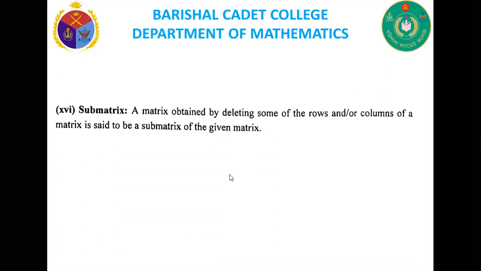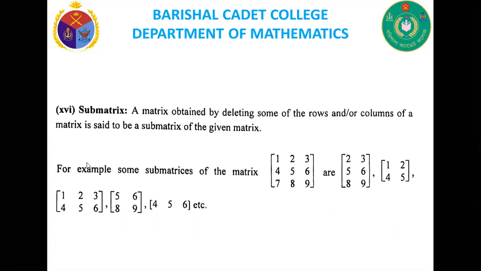Now, submatrix. A matrix obtained by deleting some rows and some columns of a matrix is called the submatrix of the given matrix. You see, here this is a matrix. From this matrix we get this one. For getting this one, we have to erase or delete 1, 4, 7. We have got this one by erasing this row and these columns.